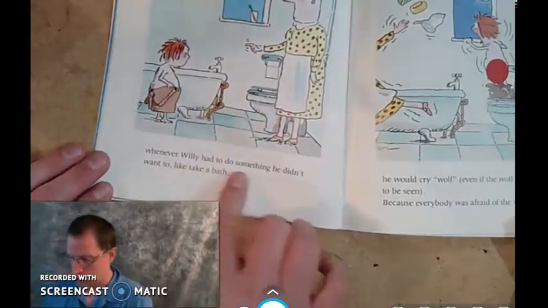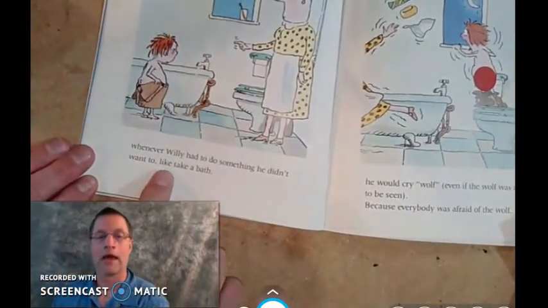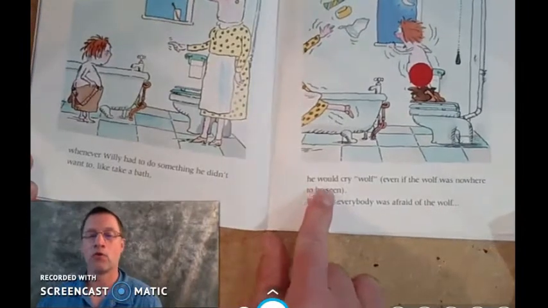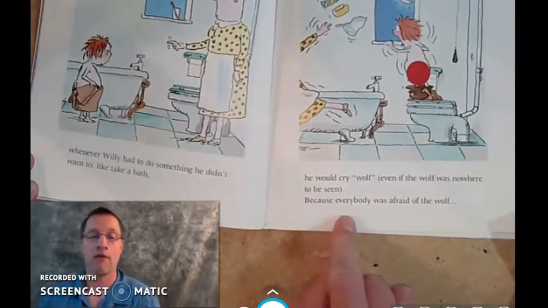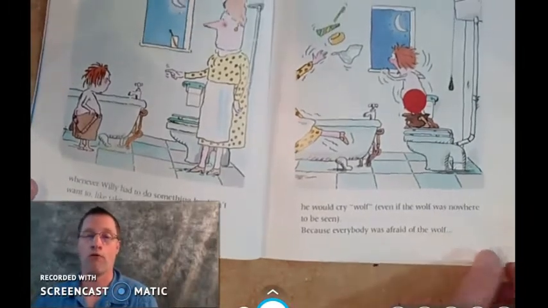Whenever Willie had to do something he didn't want to, like take a bath, he would cry, "Wolf!" even if the wolf was nowhere to be seen, because everybody was afraid of the wolf.